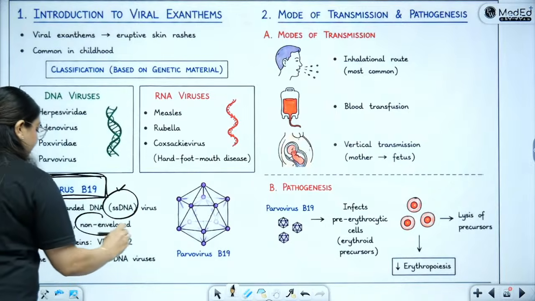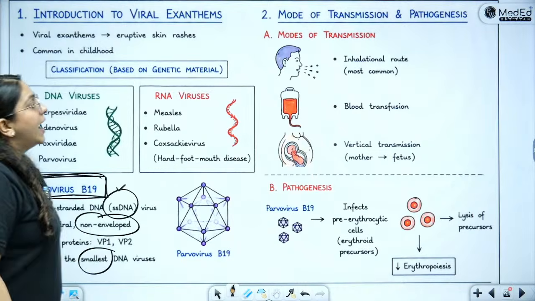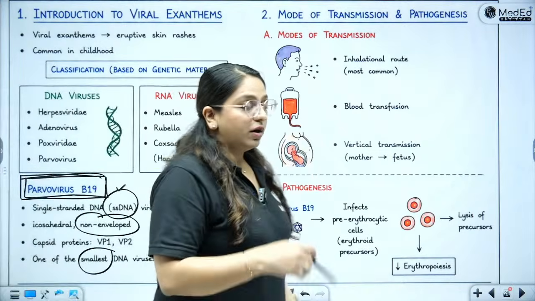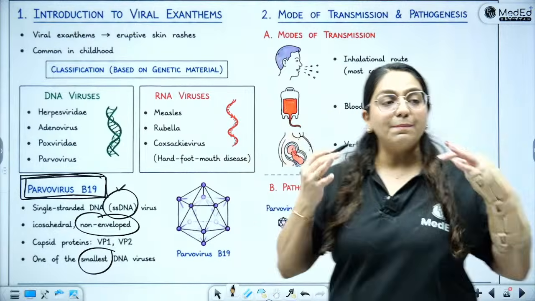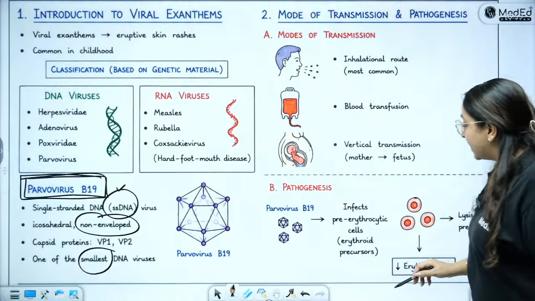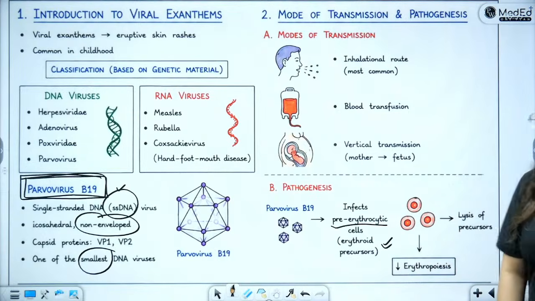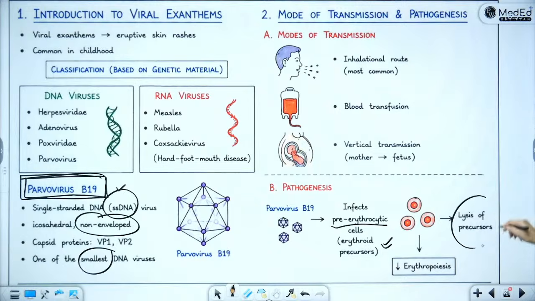It is a non-enveloped DNA virus, and it is the smallest DNA virus. What does it cause? It causes the slapped cheek appearance in babies. It infects and affects the erythrocyte precursor cells, and it leads to lysis of these precursors, leading to decreased erythropoiesis.